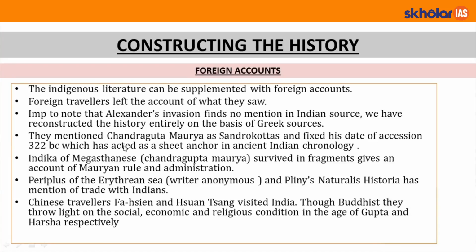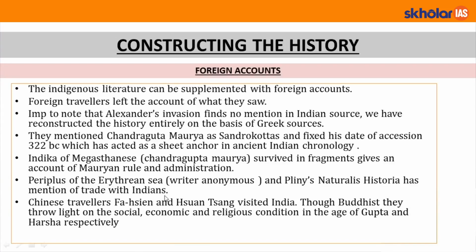Another work is Indica. It was written by Megasthenes. This Megasthenes was deputed to the court of Chandragupta Maurya. It has only survived in fragments and gave us an account of Mauryan rule and administration. Megasthenes also mentions that the Indian society was divided into 7 classes, but this claim is rejected by Indian historians because Indian society was divided on the basis of Varna and not classes in ancient times. Another work is Periplus of the Erythraean Sea. Its writer is unknown, and Pliny's Natural Historia. Both of these sources mention trade with Indians.